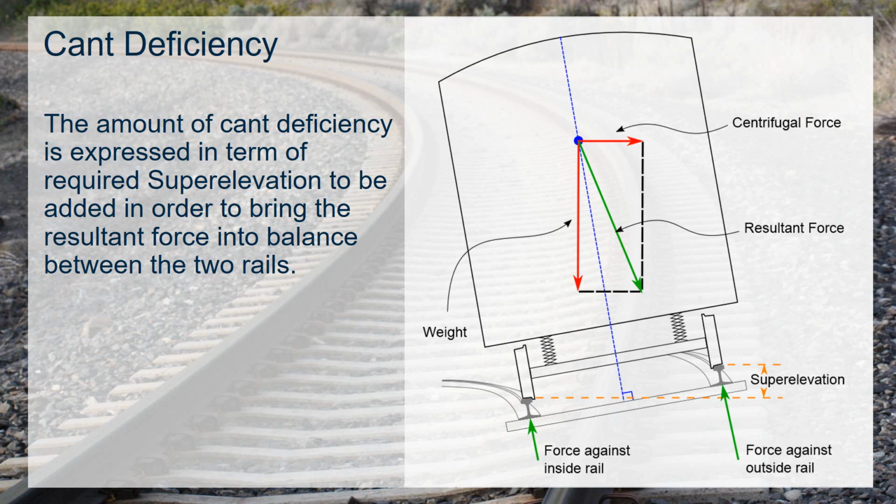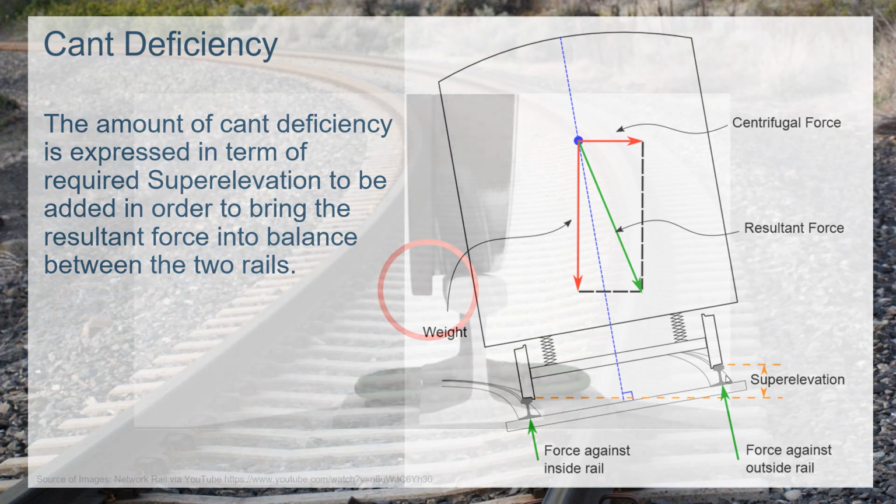For a constant speed of a running train, the amount of required superelevation or cross level to achieve this balance is called equilibrium cant. For a given speed, if the actual superelevation is not the same as the equilibrium cant, the amount of superelevation difference is called cant deficiency.